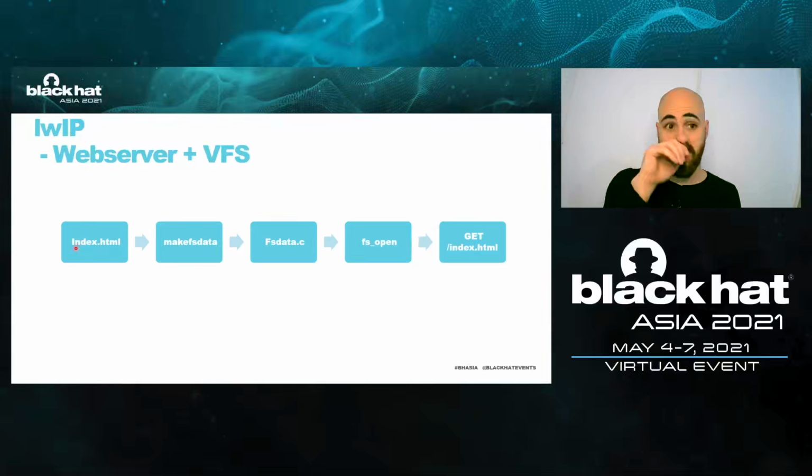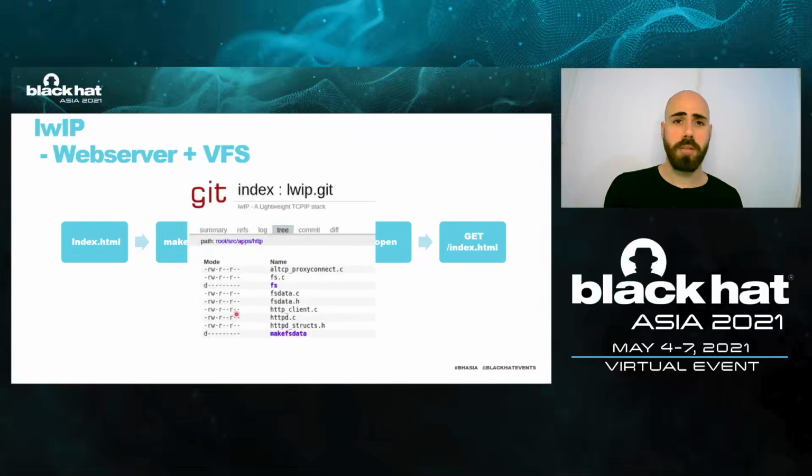So the way that works is that as a programmer, if I want to use index.html, for example, I'll go and use a makefsdata utility that comes along with LWIP. And that utility will actually take the data from index.html and encode it as a variable in a C file. So afterwards, on the actual device, I could use fs_open, which is an implementation of a virtual file system that will go back to that C file and fetch the data and supply it to the application, to the web server, so it could send it back as a GET response.